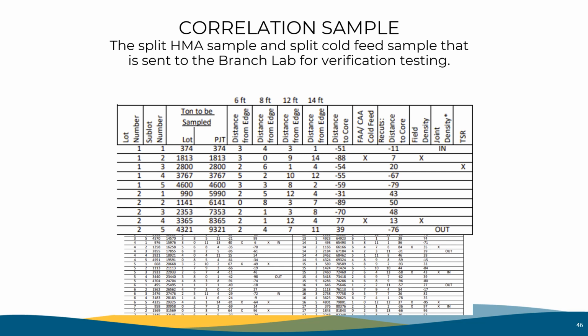Now let's go back to the random sampling schedule sheet. Here you can see the X marked in the cold feed sample column. This will determine when a cold feed sample will need to be obtained for the project. This will be obtained in accordance with the running total of tonnage, and to be done at approximately the same time the hot mix asphalt sample is obtained. If you need help understanding the RSS, please contact your project manager or quality assurance manager.